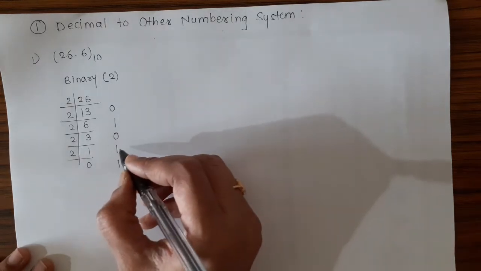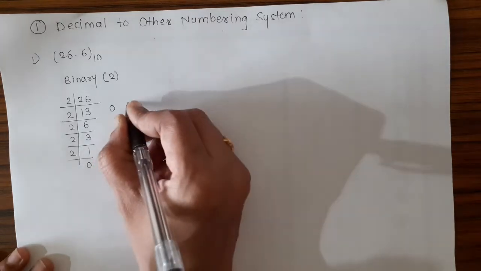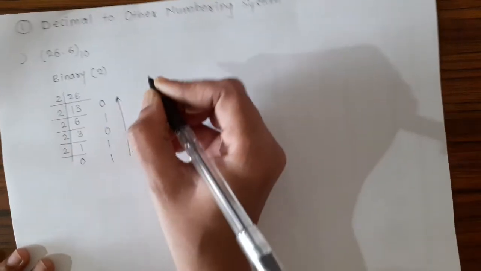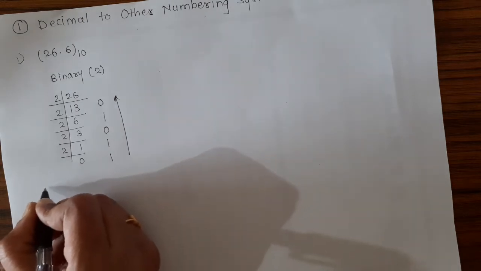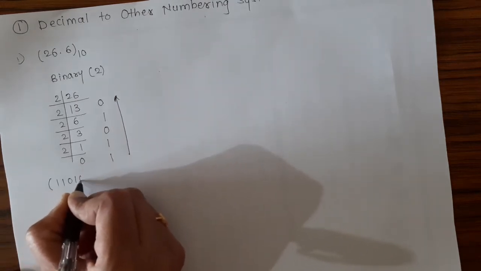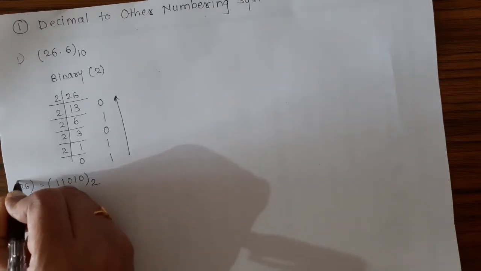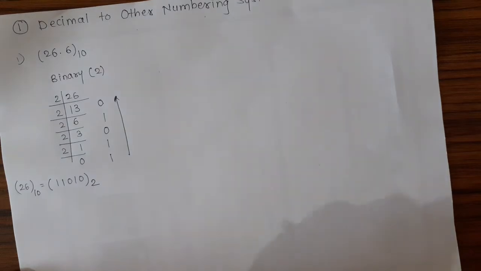Now this is the binary equivalent of 26. We have to record it from bottom to top. So it could be written as 11010, which is the equivalent of integer 26 base 10.